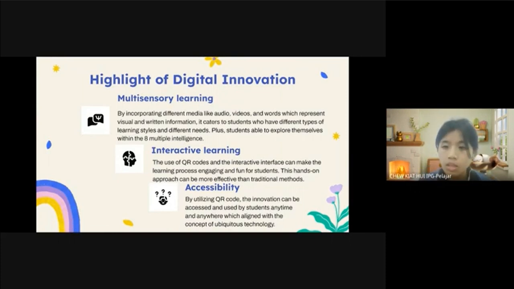Plus, the students were able to explore themselves within the eight multiple intelligence, which proposed by Gardner that they are eight intelligence. For example, visual spatial, linguistic verbal, logical, mathematical, bodily kinesthetic, musical, interpersonal, intrapersonal, and naturalistic. So the students are exposed within these eight multiple intelligence through this multi-sensory learning.